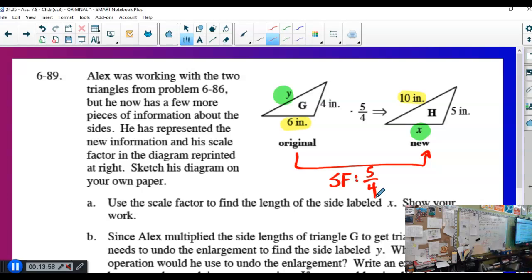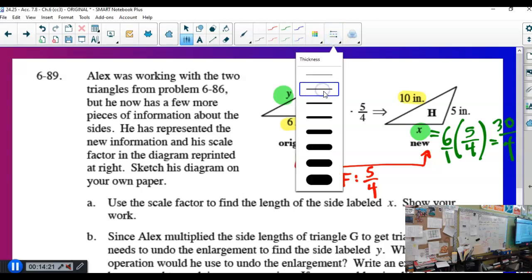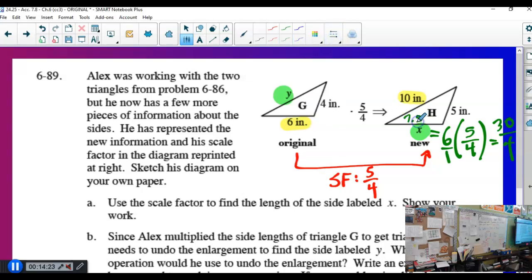So since I had 6, I multiplied it by the scale factor. Ooh, so Kyrie said if I know the scale factor, I can just take 6 times 5/4. Multiplying fractions is straight through. So 30/4. And that, I'm pretty sure goes down to 7.5. So when we're going from the original to the new, we can just multiply by the scale factor.